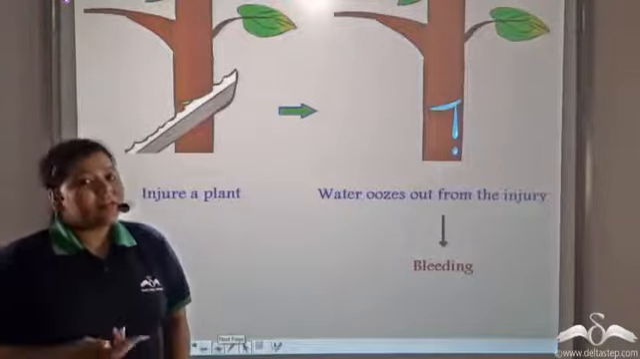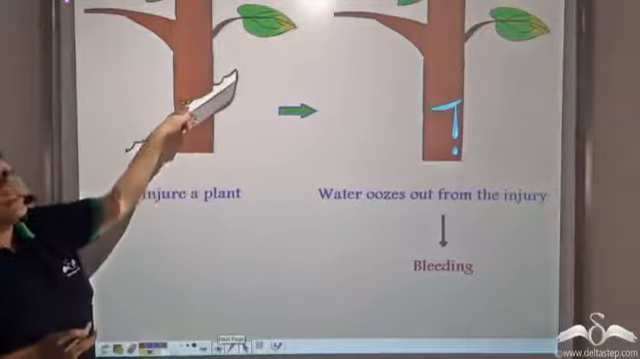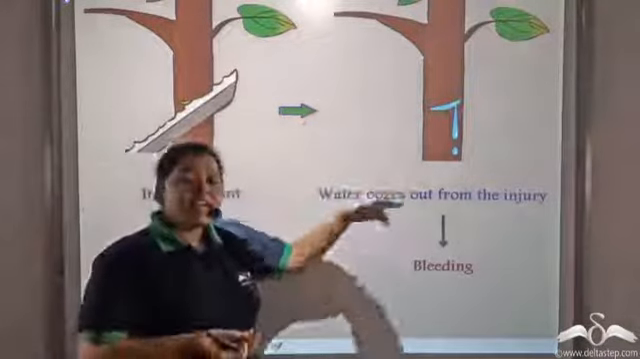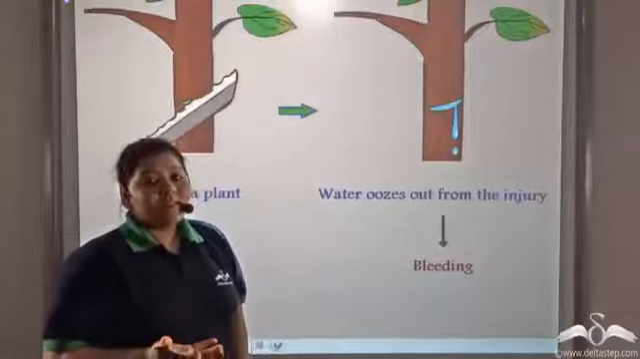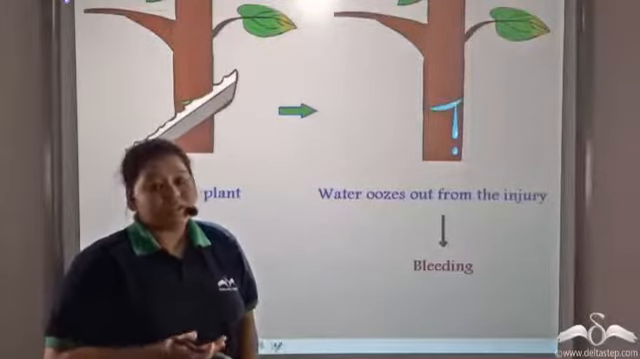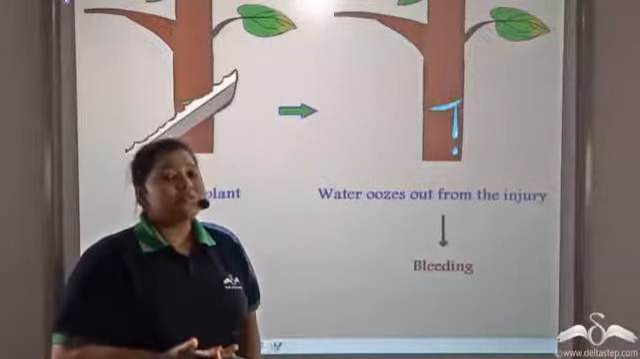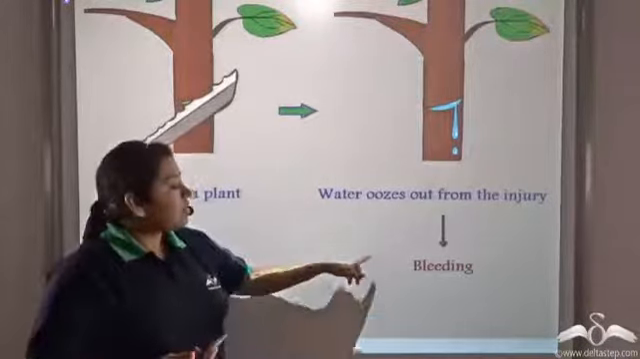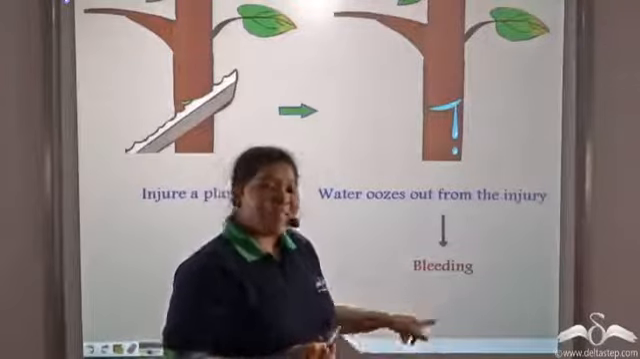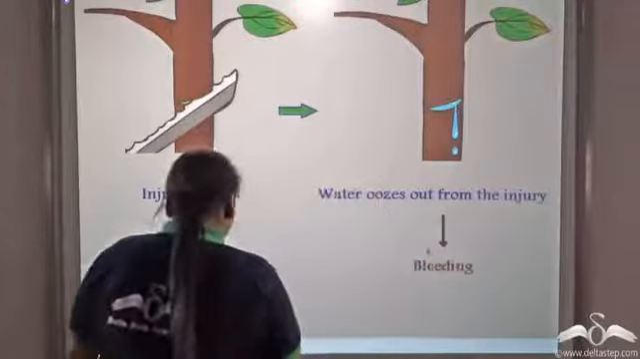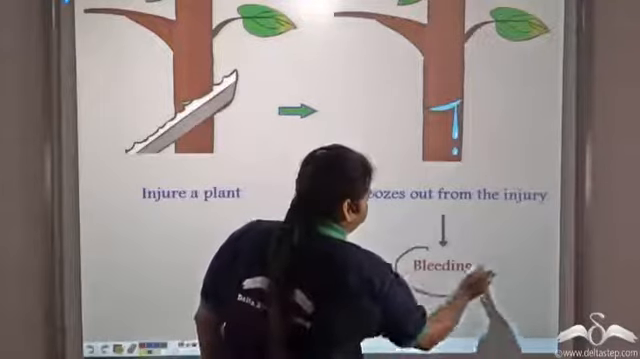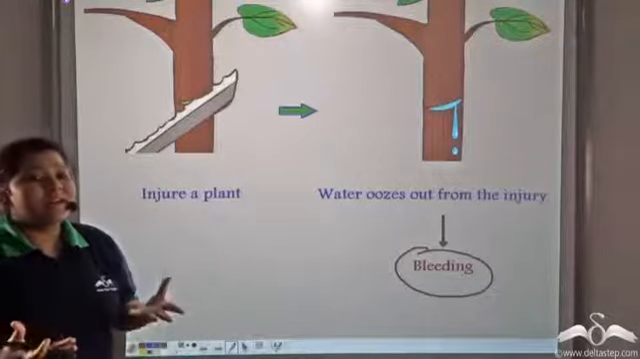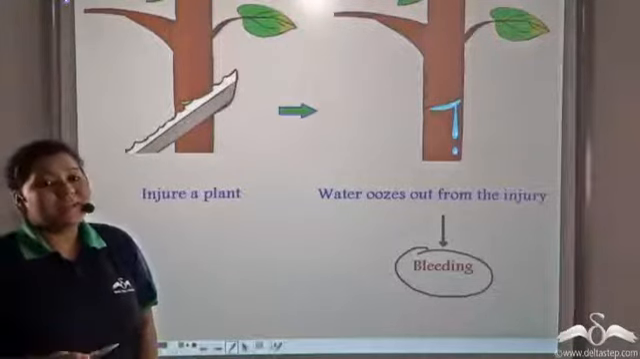Now, if you injure a plant, that is, if you cut its stem from midway, then you will see that a water-like fluid oozes out. This is nothing but the root pressure. Because of the root pressure, the sap oozes out, and this process is known as bleeding. So when you injure a plant and you see water coming out, the process is known as bleeding.